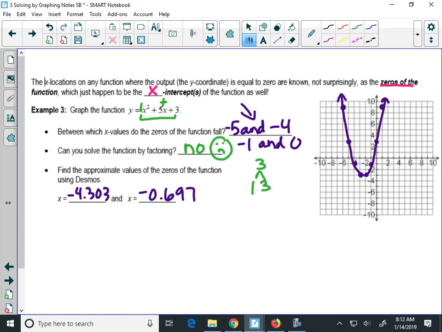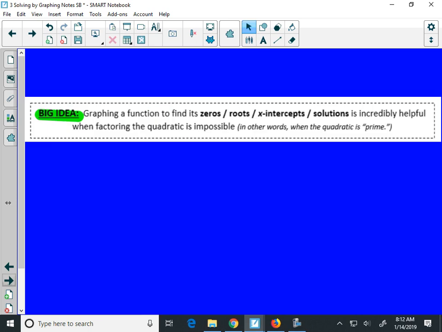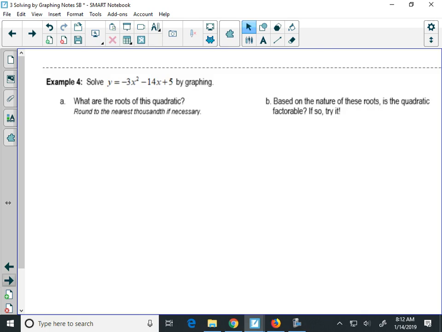All right, so we have just a couple more. We're just going to keep practicing with Desmos here. Our big idea of the day is that graphing functions is an easy way to find the zeros, roots and x-intercepts, especially when you cannot factor. So for now, if we can't factor a quadratic, we can use a graph. Then we'll learn more methods. All right, so we're on to example 4.